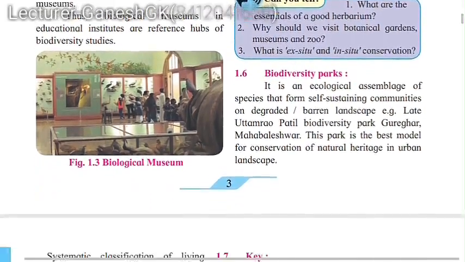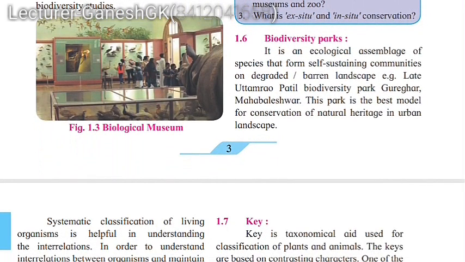So let us know about biodiversity parks. It is an ecological assemblage of species that form self-sustaining communities on degraded barren landscape. Example: the late Uttamrao Patil Biodiversity Park, Gureghar, Mahabaleshwar. So it is nothing but an ecological assemblage of species that form self-sustaining communities, where on a barren landscape the species are preserved and they grow up. This park is the best model for the conservation of natural heritage in an urban landscape.